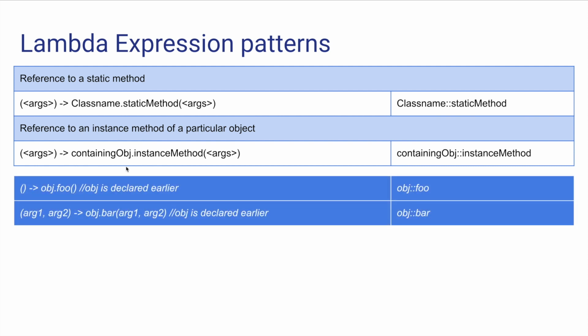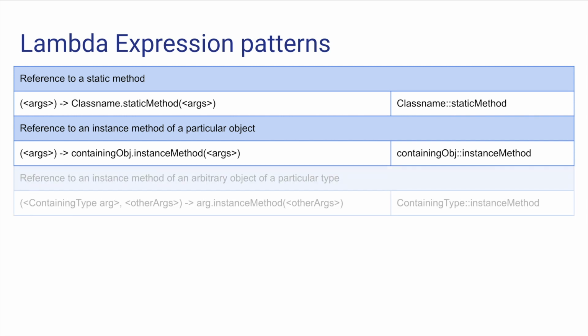So here in both of our examples, assume that we have declared an object obj earlier. So in the first example, we have no argument list, and in the body we are calling instance method foo of object obj, and as per our pattern, it can be replaced by obj::foo. Similarly, in the second example, we have two arguments in the argument list, and we are simply passing this to the instance method bar of our object obj. Therefore, we can replace it by obj::bar.